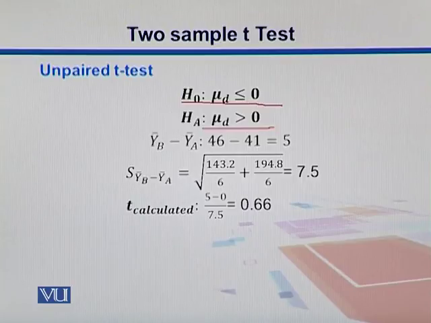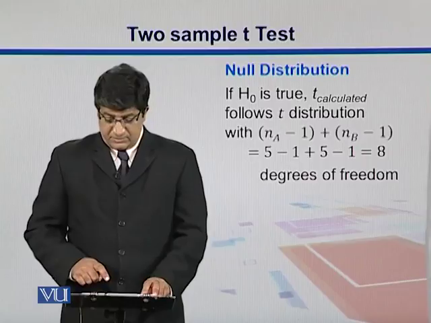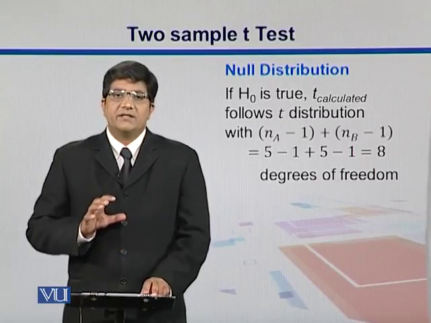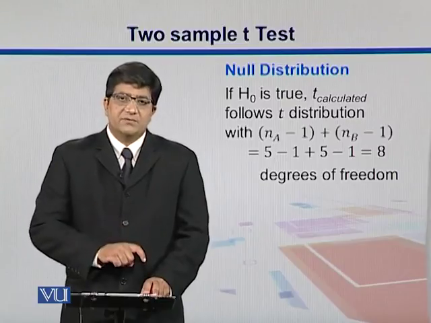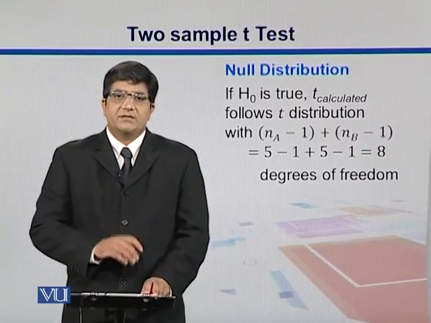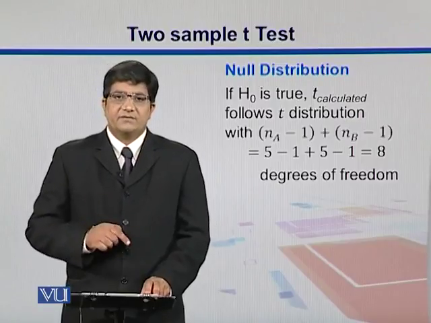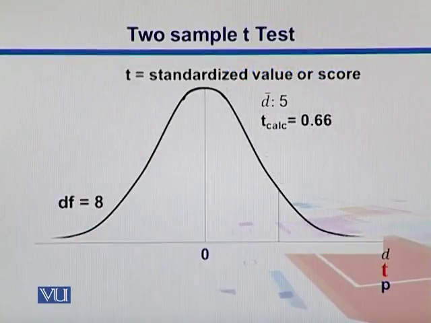We can calculate the mean difference as 5. We can calculate the standard error of the mean difference as 7.5. We plug these into that equation and come up with t calculated equal to 0.66. The null distribution has degrees of freedom equal to 8. So we want to find this difference on the null distribution, whether it's present in the right extreme tail of this null distribution. In that case, it will be significant.